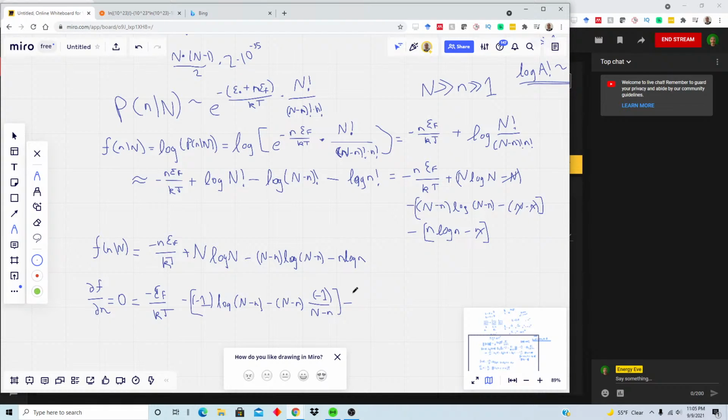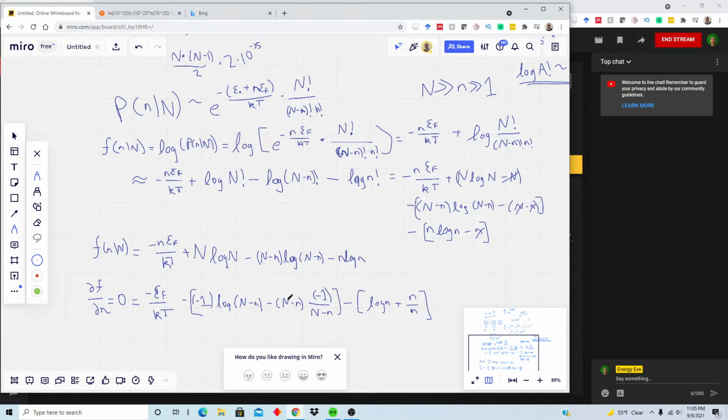And so we do the same thing here. Take the derivative, we get log n. And then when you take the derivative of the inside here, we get n over n, which is just 1. Okay.